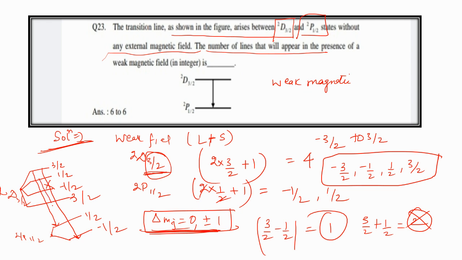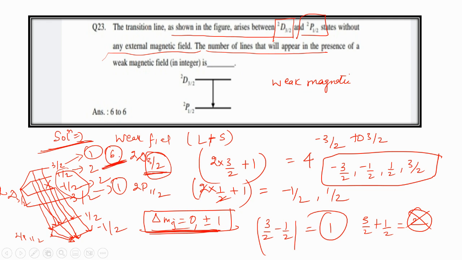Now 1 by 2 will go here. 1 by 2 will make transition here. Same goes for minus 1 by 2 and minus 1 by 2. And 3 by 2 again will make transition from minus 3 by 2 to minus 1 by 2. So they will make two transitions, and these two will make only one. So that means 2, 4, 5, 6. 6 is the answer. I hope this is clear to you, Aparna.